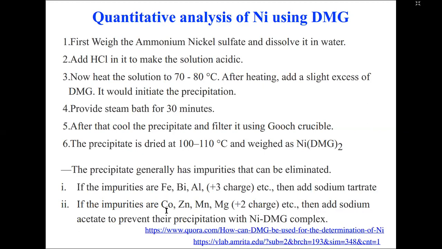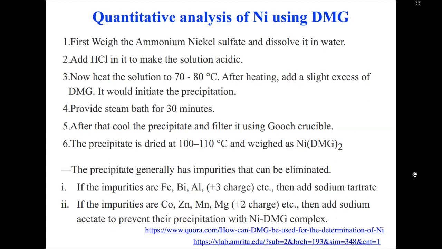Similarly, if there are other impurities with +2 charge, like cobalt, zinc, manganese, and magnesium, you can add sodium acetate to prevent their precipitation with the nickel DMG complex. So for +3 charge, you use sodium tartrate, and for +2 charge, you use sodium acetate. This is how you do it. Okay. So I have shown you in these 2 slides the uses of DMG for nickel analysis.